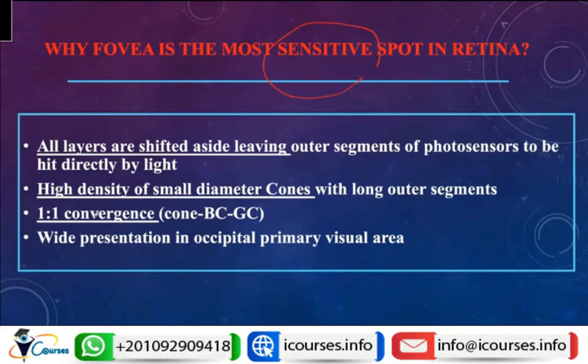And now in the physiology, we will say that it has a one-to-one connection. So a cone will connect to a bipolar cell and to a ganglion cell. And we say that there is a wider representation of the fovea in the occipital cortex. So about one third of the occipital cortex is represented by the fovea.